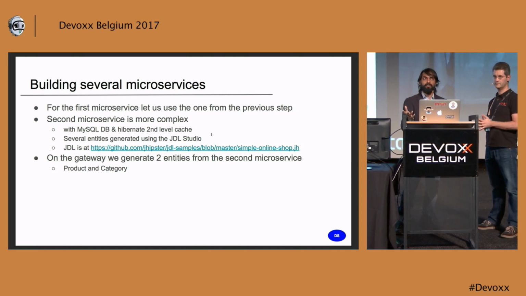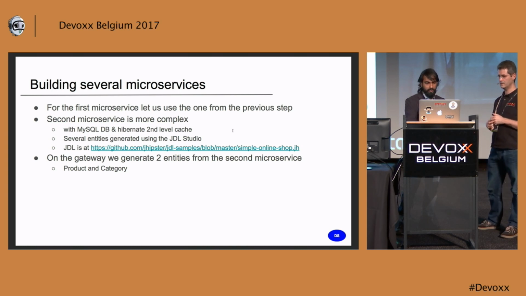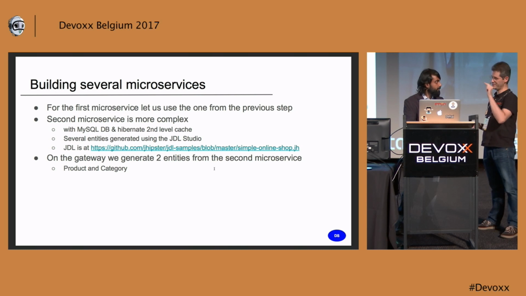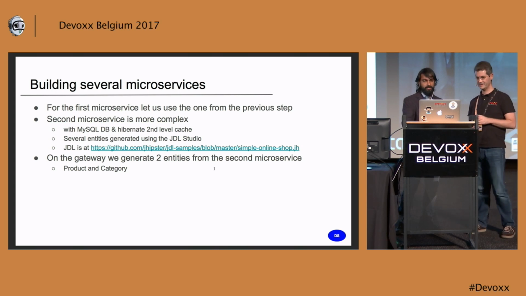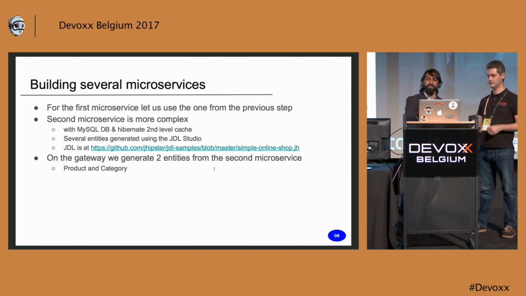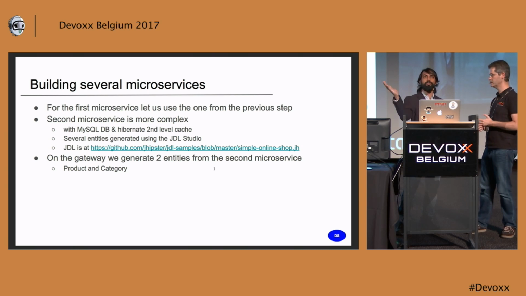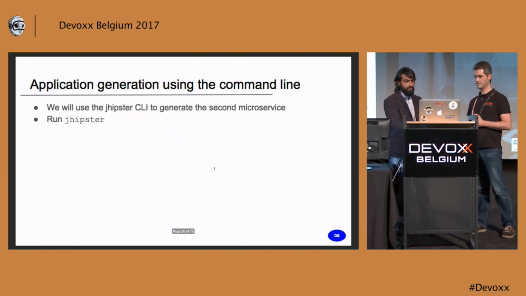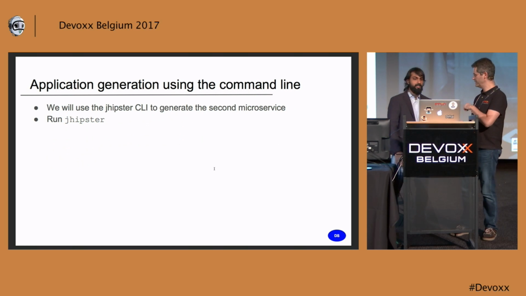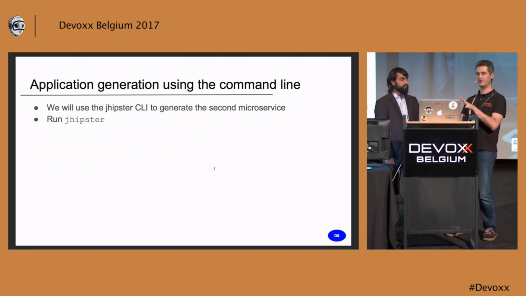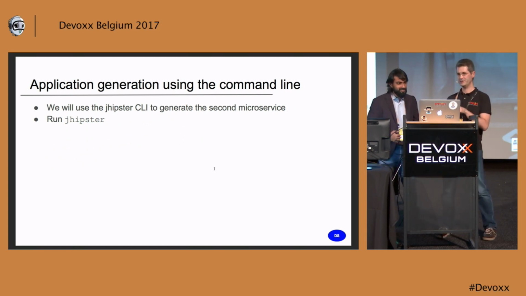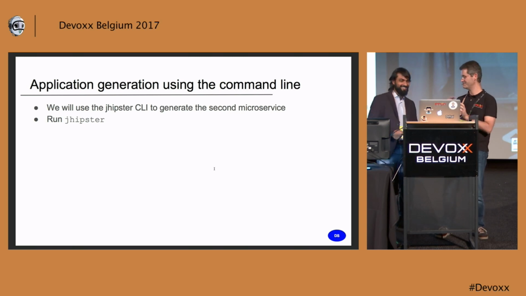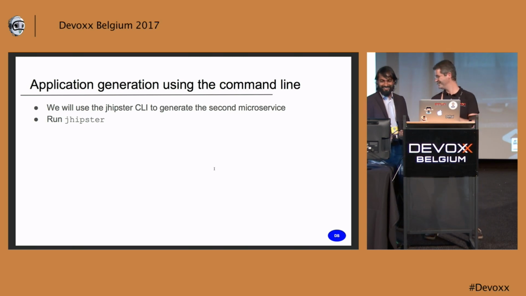It will have several entities, which we will generate using our own JDL Studio, which we'll see in some time. The JDL is available on this link, which we'll open afterwards. On the gateway, we'll also generate these entities, and we'll show you how these interact together. So let's start with generating the first one. Deepu is going to talk, and I'm going to code. I'm going to remove the slides and put them back when we can.